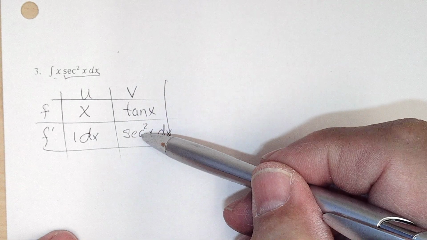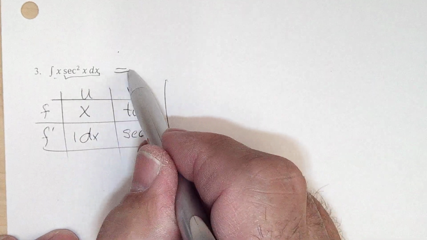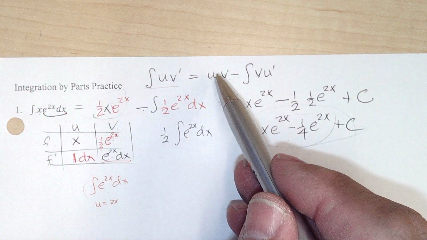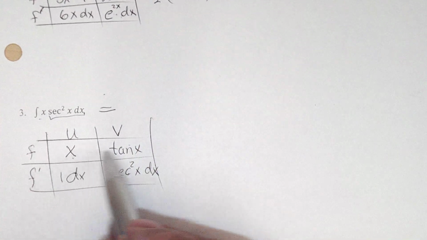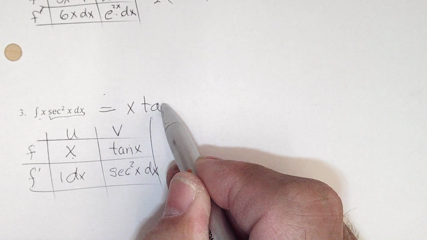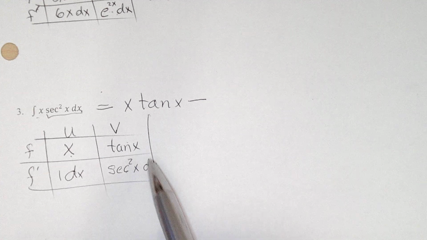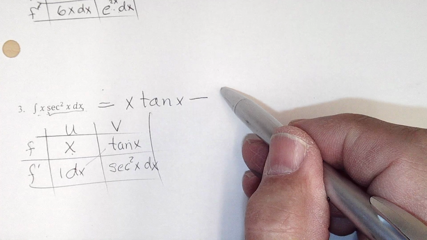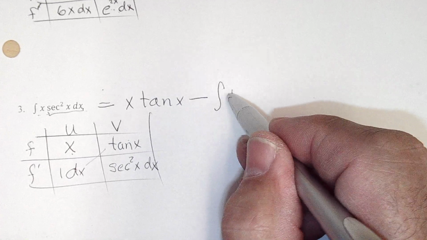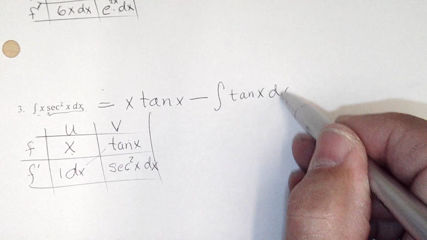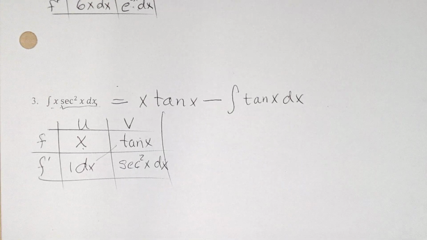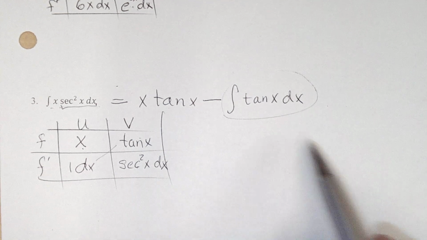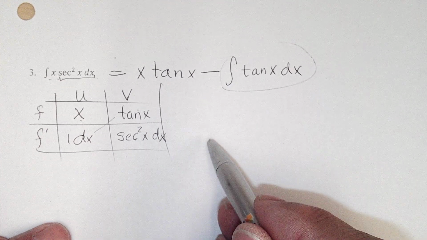So the antiderivative of secant squared is tangent. So this becomes, according to this formula, u times v minus the integral of v u prime. u times v minus the integral of, not the ones I got from here, but the opposite diagonal, integral of tangent x dx. Now, when we were doing substitution, we figured out the integral of tangent x dx. Just a reminder, I'll go through it.